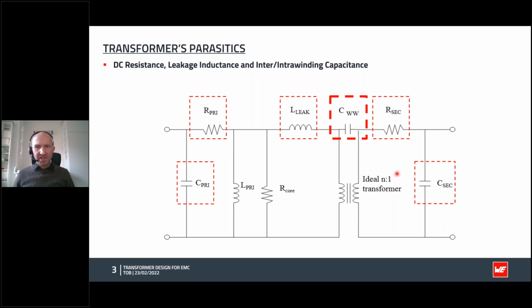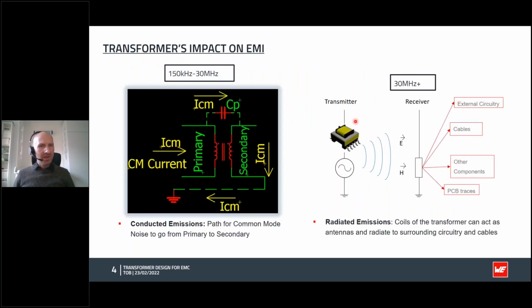And that primary-secondary capacitance, this interwinding capacitance, is the main path for the common mode noise to flow from primary to secondary, and that is a problem because that current has to find its way back to the source. It usually finds its way back from the secondary, maybe capacitively coupled with some earth, and then it goes back to the source, and that will show up as peaks in the conducted emissions spectrum. So this is very important, interwinding capacitance.